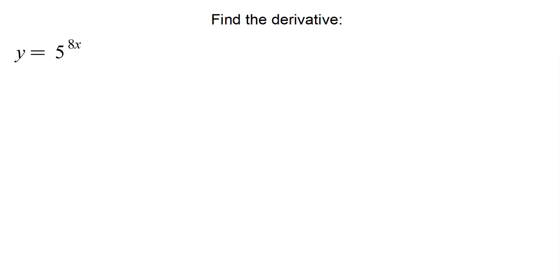All right, for 5 to the power of 8x. This one is, again, an exponential function. It's of the form a to the u, where a is equal to 5. And so we've got u is equal to 8x. We'll just take the derivatives. You should know the derivative of a to the u, right, or a to the x.